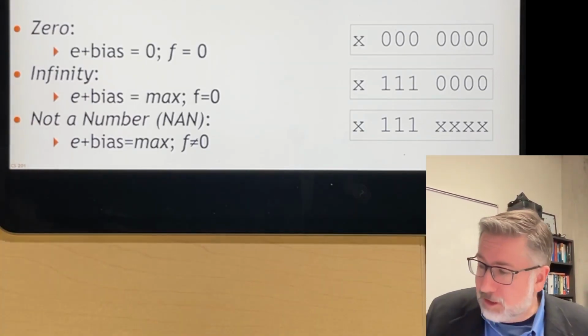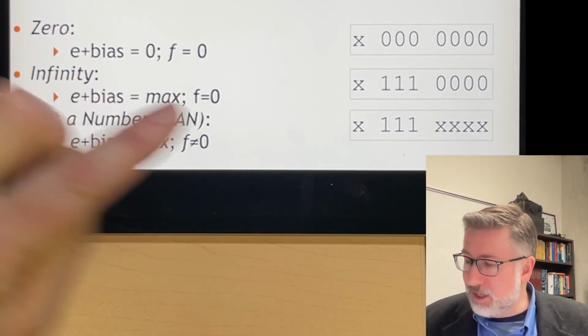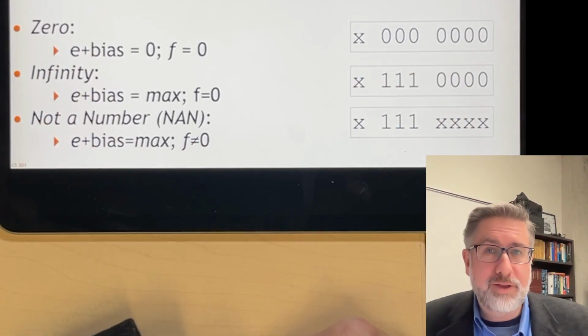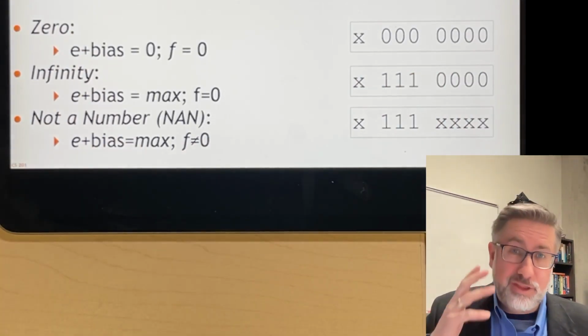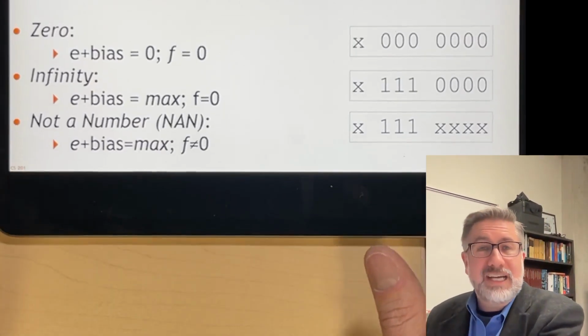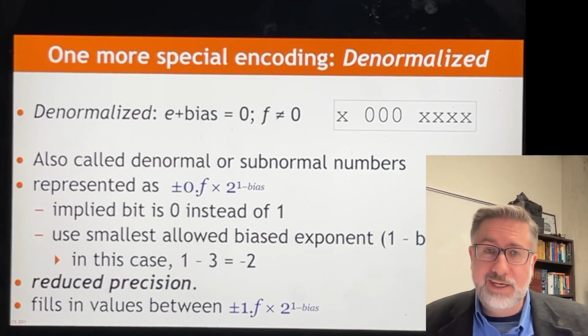Now, you're probably looking at this and saying, well, there are 4 cases here, not 3. What if the exponent is 0, but the significand is some number other than 0? Well, that's the 4th class of special number that needs a little bit of extra work called denormalized. And we'll do that in the next video.